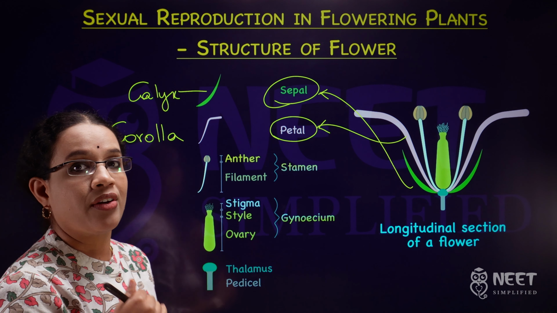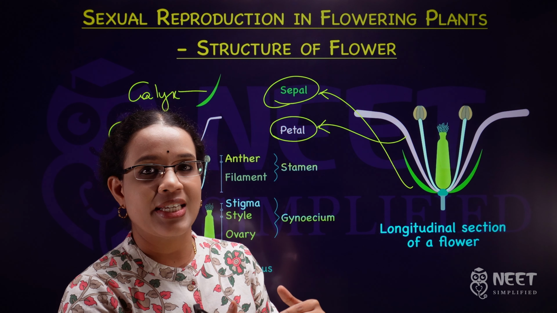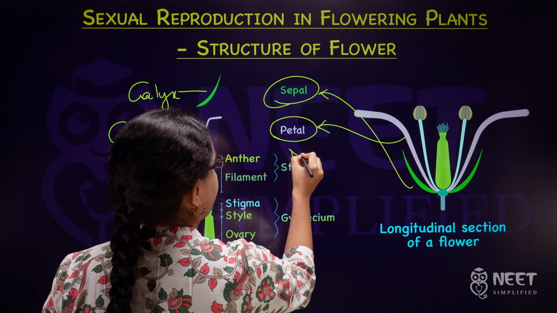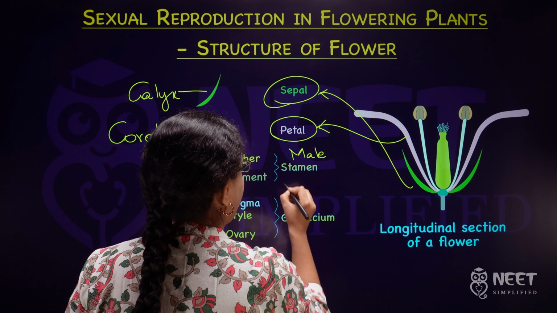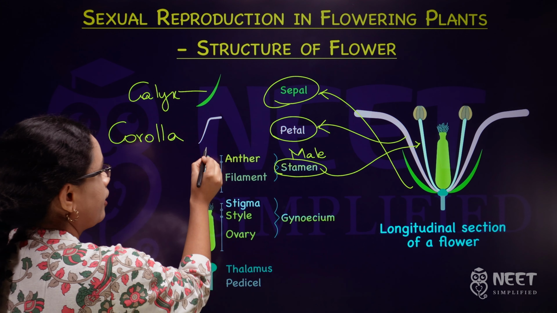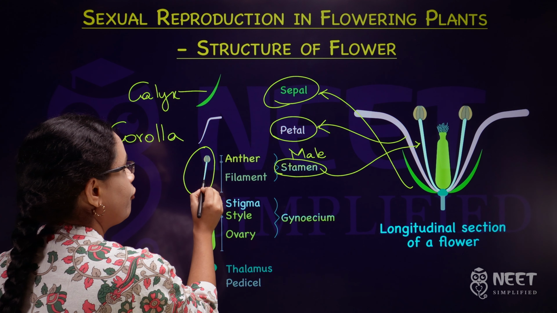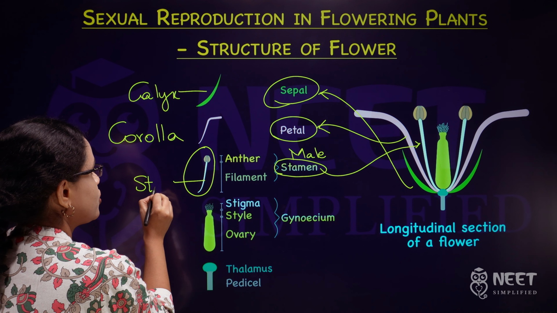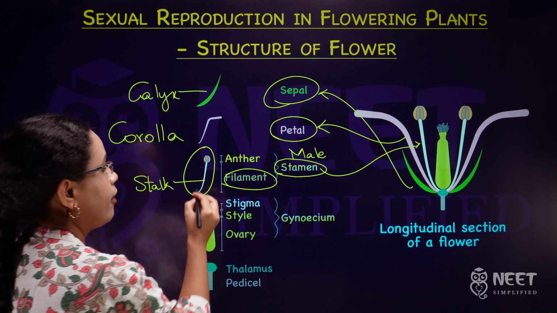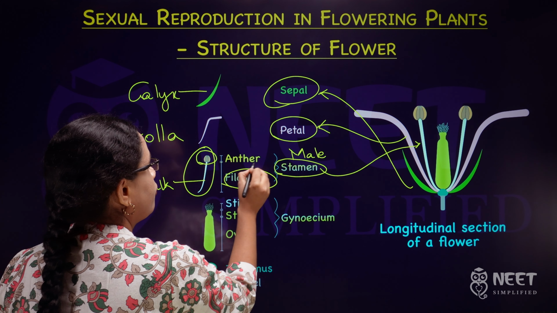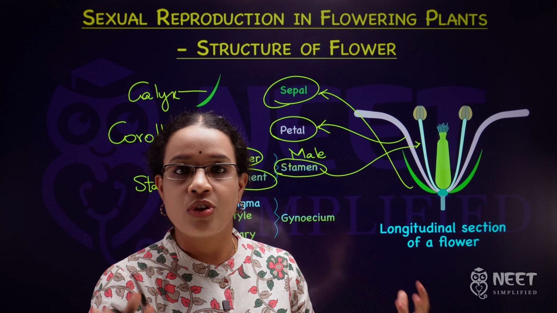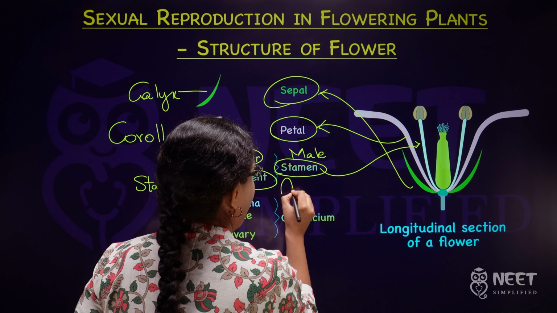Now coming to the reproductive parts, which are present inner to the corolla. The first one is the male reproductive organ, the stamen, as you can see here. In the stamen, we find a long stalk-like structure called the filament. Then you have the anther, which is going to generate the pollen. All these stamens put together we call the androecium.